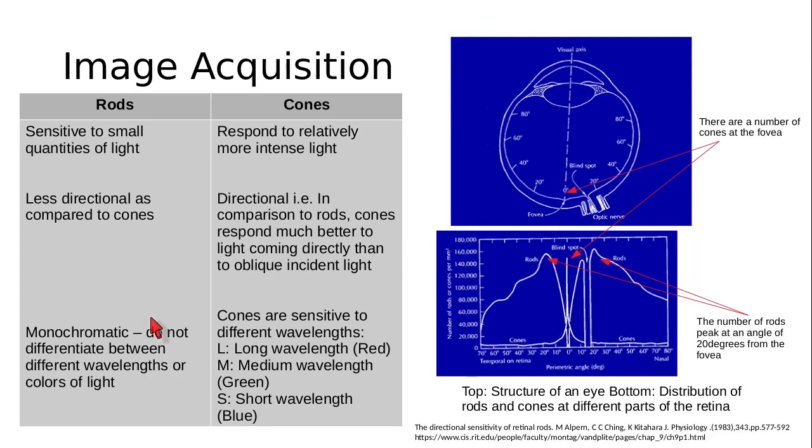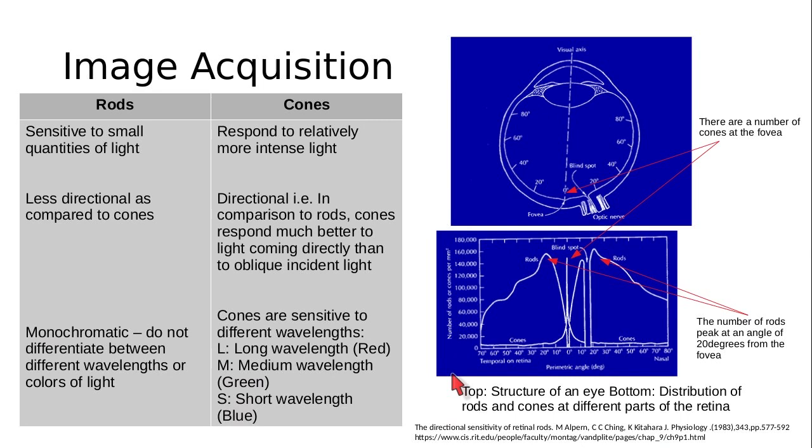Rods are monochromatic. They do not differentiate between different wavelengths or colors of light that fall on the rod. But cones are sensitive to different wavelengths. So for instance, if red color light falls on certain cones, these cones will get more excited. If green color light falls on certain cones, they get more excited. So cones are of three prominent types. We call them the L cones, or the long wavelength cones. These are sensitive to red light. The M cones are the medium wavelength cones. These are sensitive to green color light. And the short wavelength cones, which are sensitive to blue light.